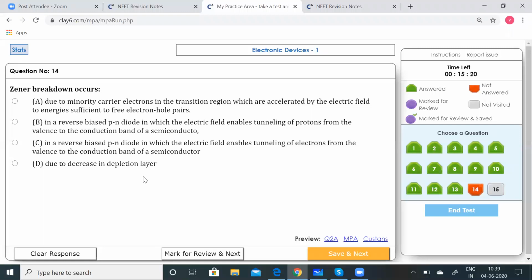So there is now a sudden generation of carriers which rapidly increases the reverse current, and thereby it gives rise to the high slope of conductance of the Zener diode. So this C is a clear explanation for Zener breakdown. D is also incorrect, because Zener breakdown has nothing to do with the decrease in the depletion region. So that is also a wrong option. Only C is correct. So save that.